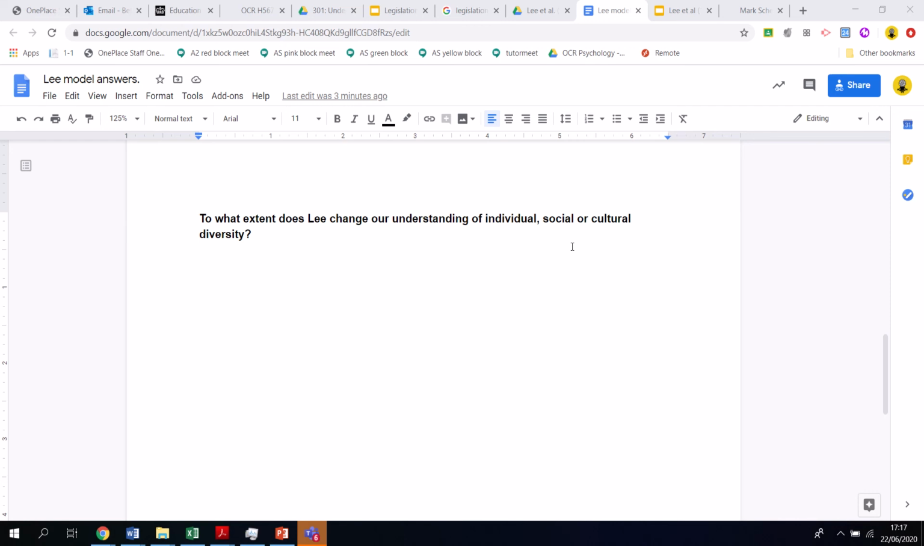But similarly, what I would say is that if you're saying it does, you need to say to what extent, so how much does it impact that? Again, this really just has to be a fairly simple P paragraph. Okay, so I'm going to make a point here about cultural diversity.